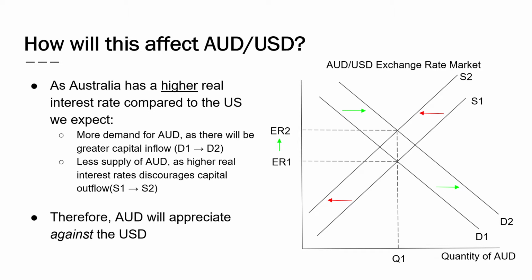Due to the Australian real interest rate being higher than the US real interest rate, we expect more demand for AUD as there will be greater capital inflow as there will be a greater rate of return by investing in Australian businesses. This will shift the demand for AUD to the right. This will also cause less supply of AUD as higher real interest rates discourage capital outflow, as it is better for a rate of return to stay in Australia. Therefore, AUD will appreciate against the USD.